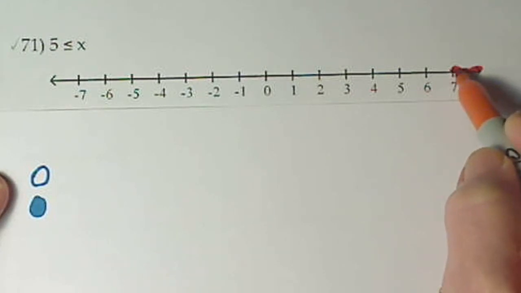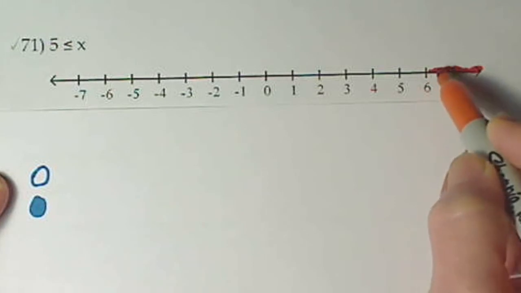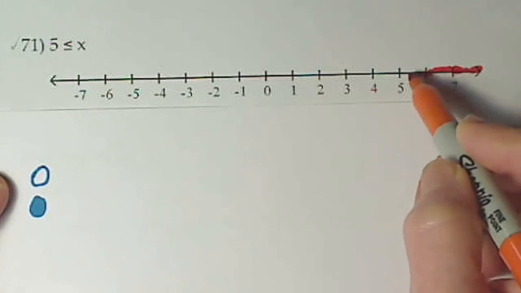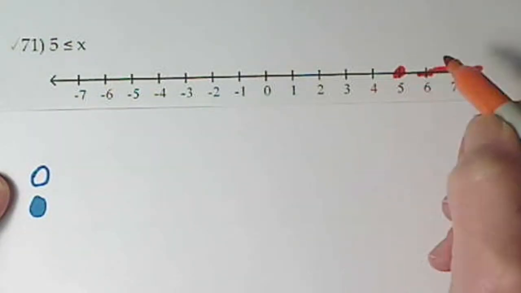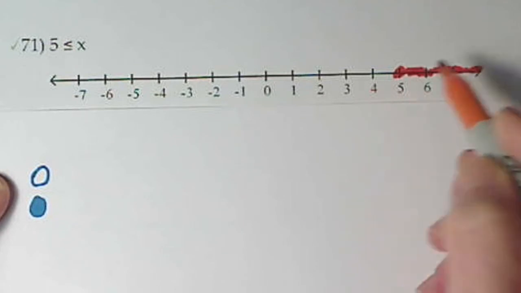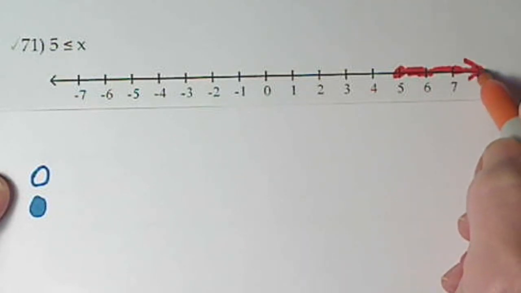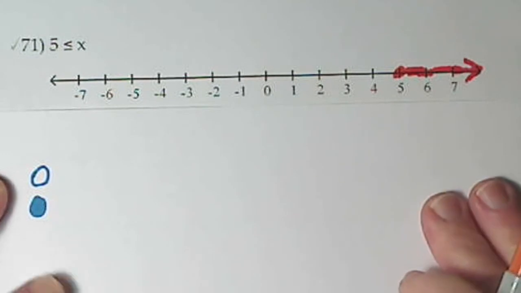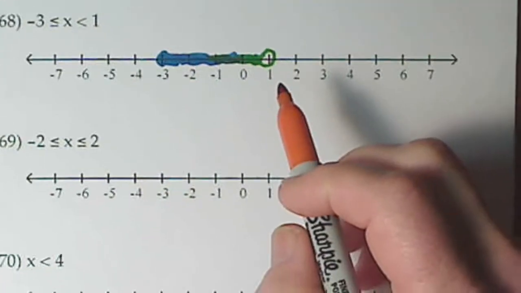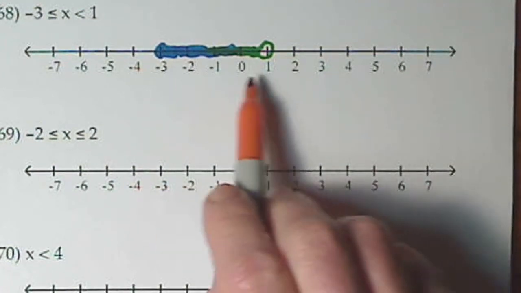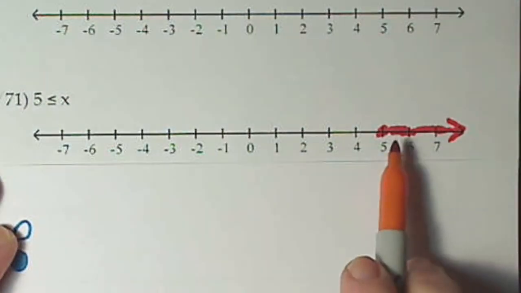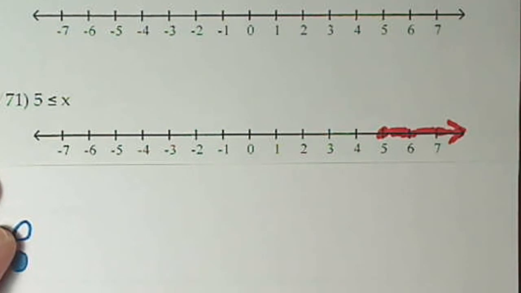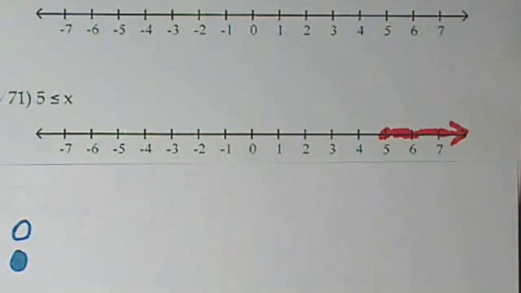Okay. X could be 6. Is x allowed to touch the 5? Yes, x could be equal to 5. So we use a closed dot and we bring our line right to it. Actually, I'm supposed to make a bold arrow at the end here. Okay. Notice on the other ones, x was confined between these two values. But on this one, x continues forever in the positive direction. Okay. So let's take a look at another inequality.